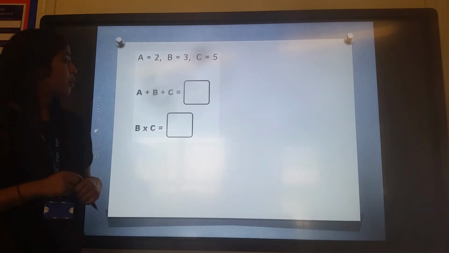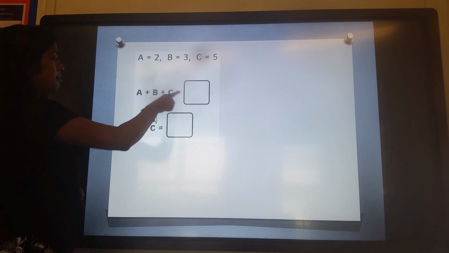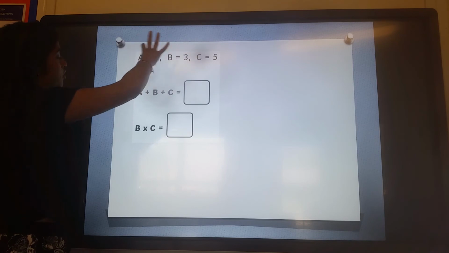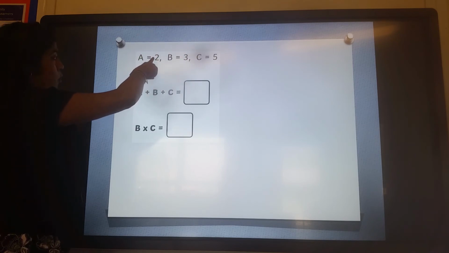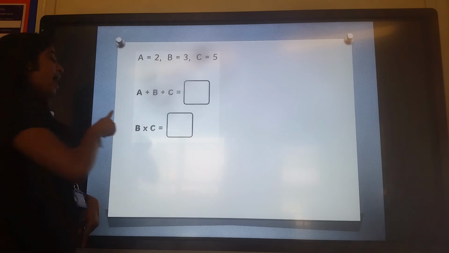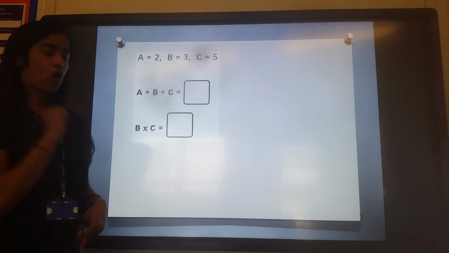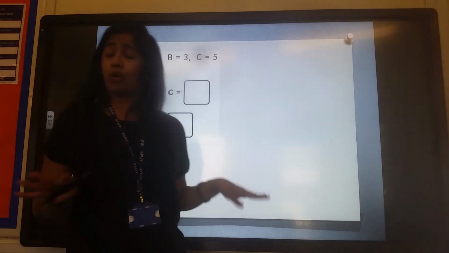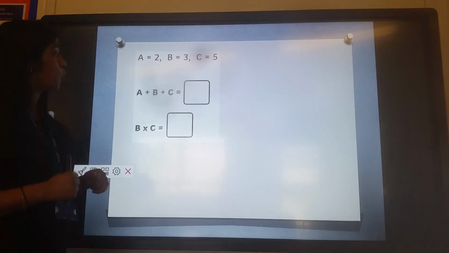Okay, so A plus B plus C is equal to what? To help you, there's a code here at the top that tells you what the value of A is, what the value of B is, and what the value of C is. And the same thing here. Off you go. Are we ready? And again, don't worry if you're not, just pause your video. These questions are quite tricky.